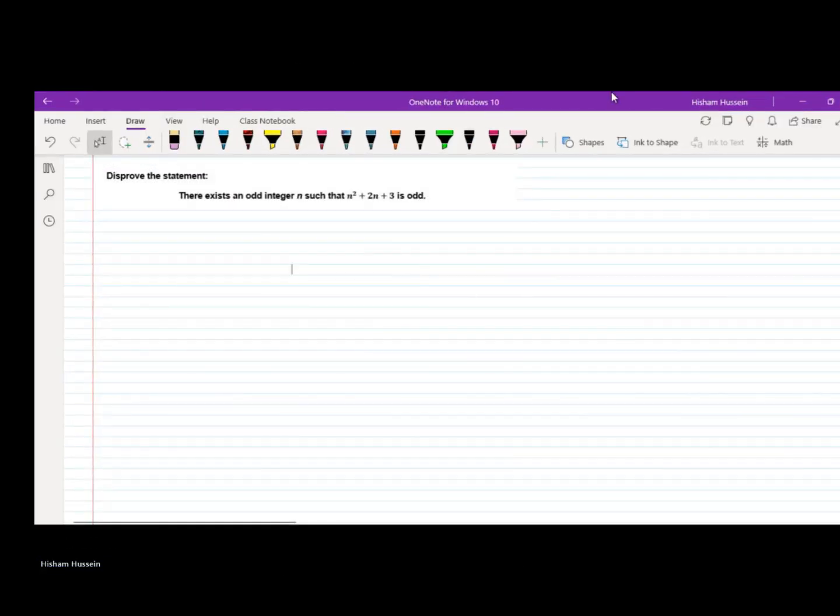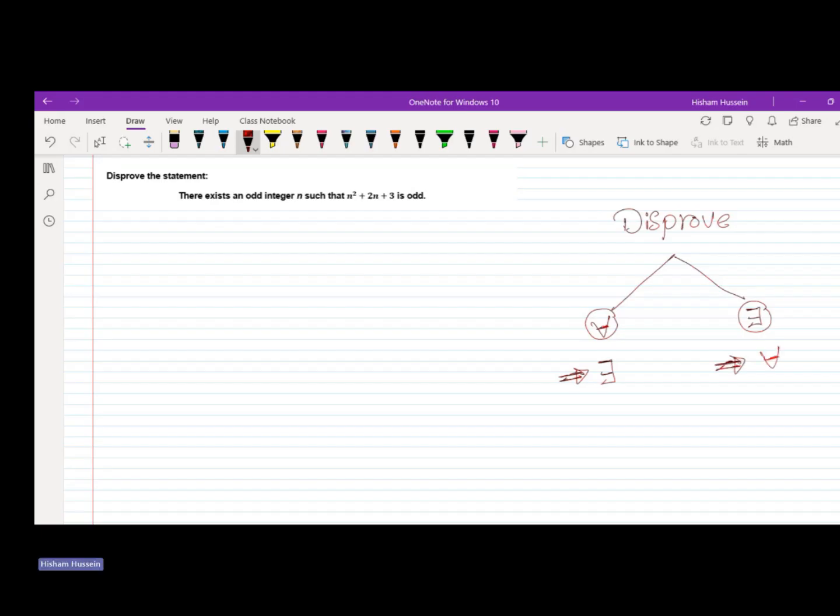Disprove the statement: there is an odd integer n such that n squared plus 2n plus 3 is odd. Don't forget that in the last lecture we mentioned that in the case of disproof, we have two types of statements, for every and there exists. For every, its negation is there exists. There exists, its negation is for every. Okay, so we need to work with this chart.